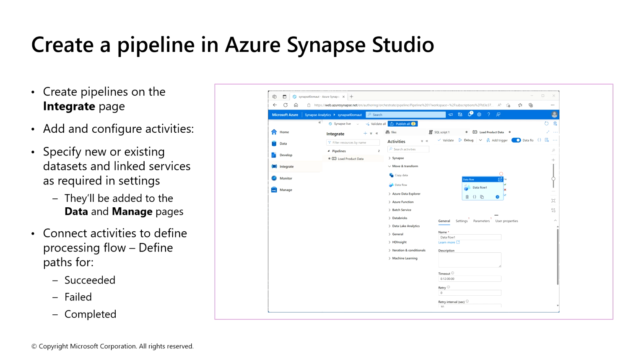Your pipeline might look something like this: a Copy Data activity, with an arrow that points to the data flow activity if it succeeds, and then an arrow that points to a send success email activity. But if the Copy Data fails, the arrow points to a log error activity. If the data flow fails, the arrow points to another log error activity.